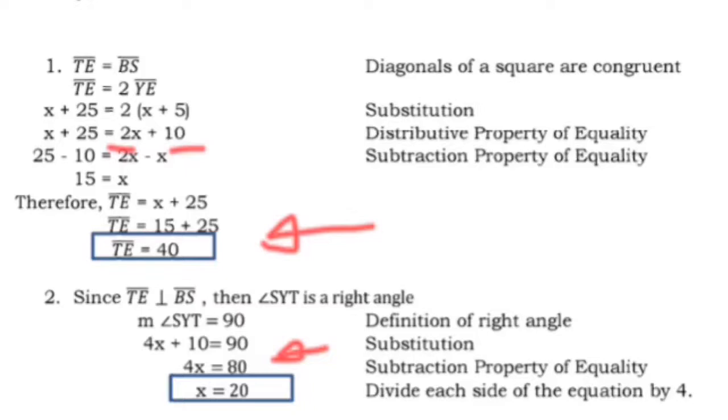So those are the characteristics of the three special parallelograms: rectangle, square, and rhombus. So you can use those given characteristics and theorems in solving the next activities.